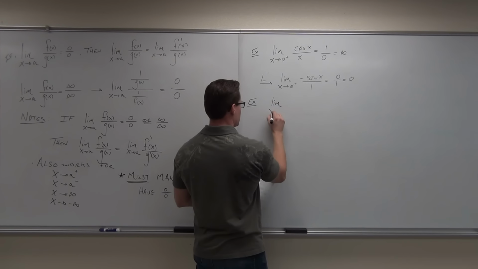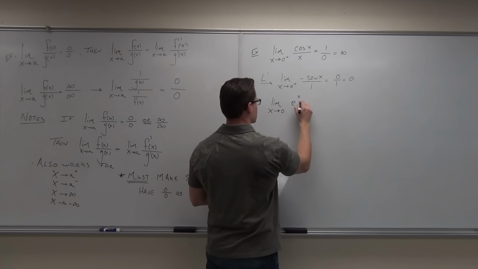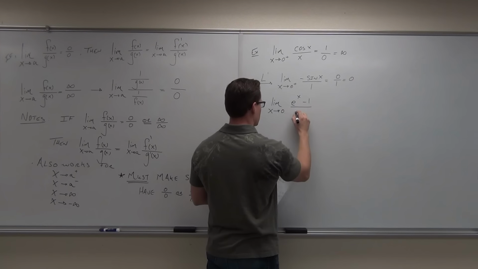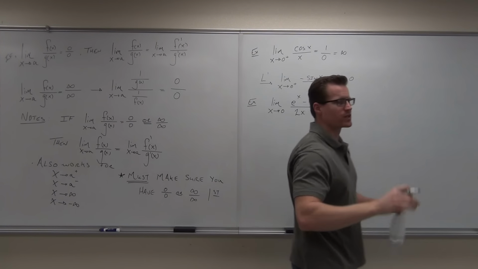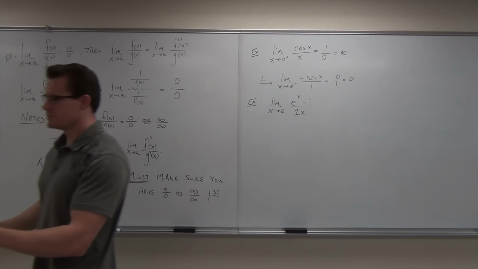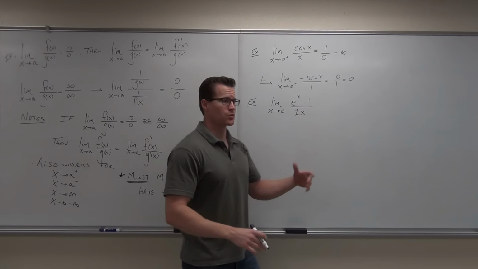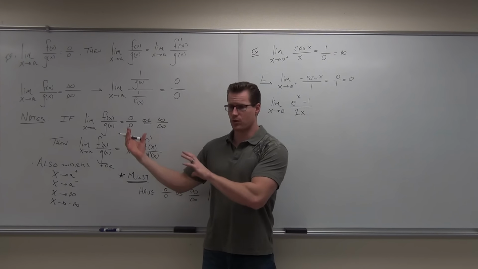Okay, let's do the limit as x approaches 0 of (e to the x minus 1) over 2x. Okay, ladies and gentlemen, what's the first thing that you've got to do in order to solve this limit? What are you going to do? Plug in 0. Okay, so we got to verify that it is one of these forms. So let's do that.